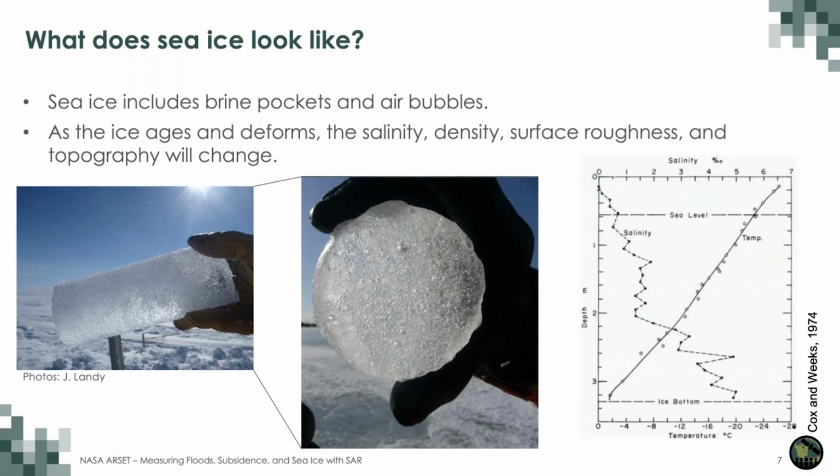And if you look in the diagram on the right, you can see that the top of the sea ice normally is colder. It has more of an air-like temperature, whereas the sea ice at the bottom has a temperature more similar to the open ocean underneath it. And the salinity has its lowest values at the top and the highest values at the bottom. And all of these changes affect what the radar can see.